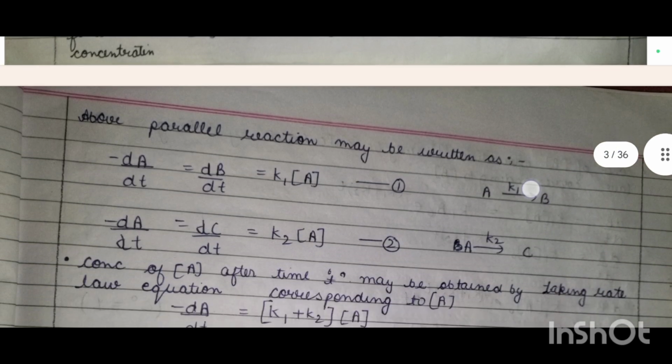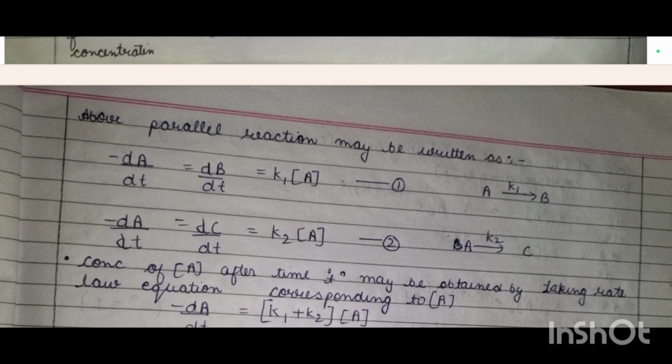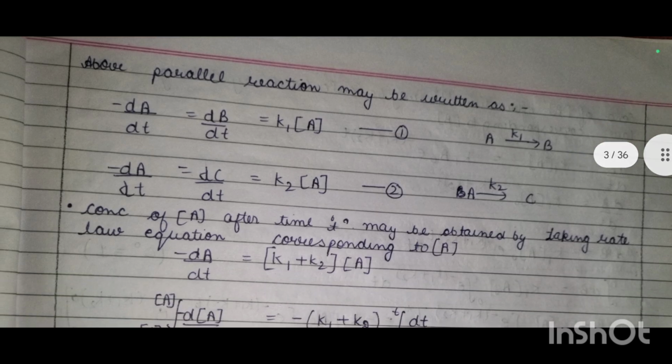The above parallel reaction may be written as: minus d[A]/dt is equal to d[B]/dt is equal to k1 [A]. A changes into B having rate constant k1. Minus d[A]/dt is equal to d[C]/dt is equal to k2 [A]. A changes into C having rate constant k2.